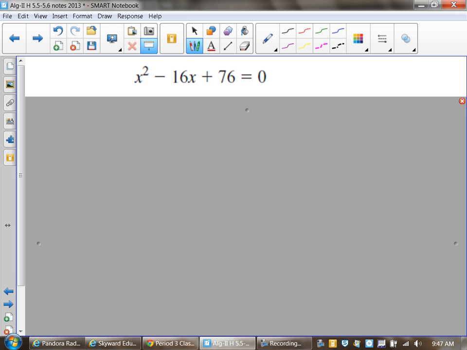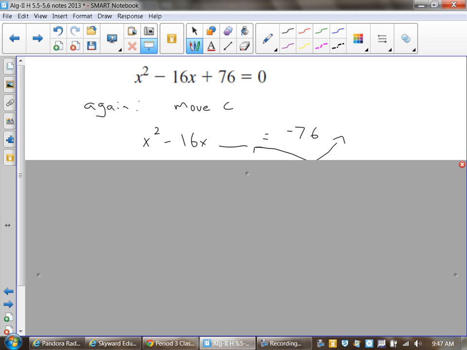Same idea here. X squared minus 16x plus 76 is 0. If we were going to sit there all day trying to figure out the factors of 76 that add together to get negative 16, we'd be doing that until we were blue in the face because there aren't any. So in this case, again, we're going to do what's called completing the square. What's your first step? Subtract 76. Good. So we move C. We wind up with x squared minus 16x plus something equals negative 76.